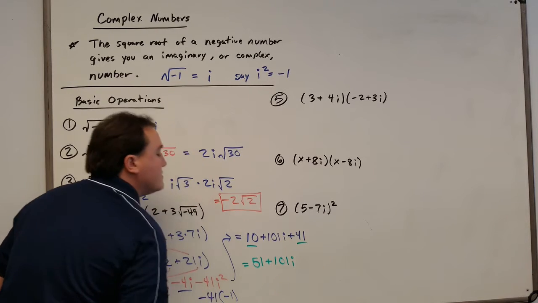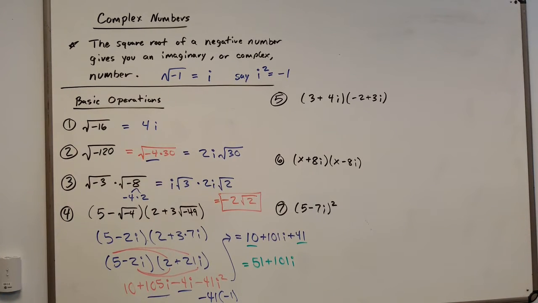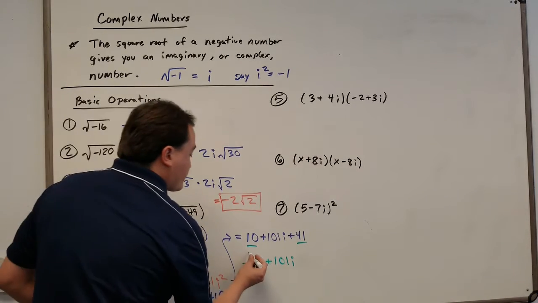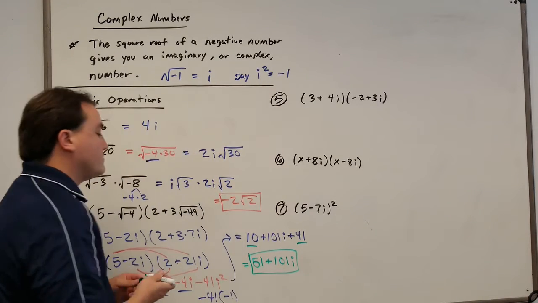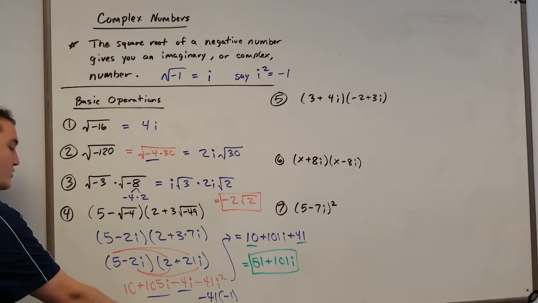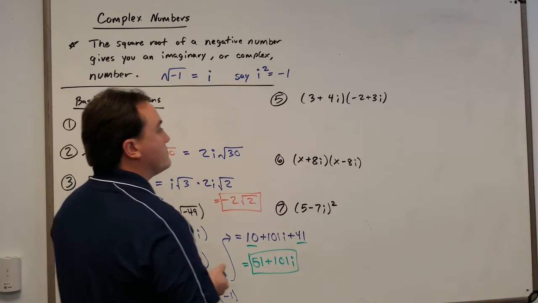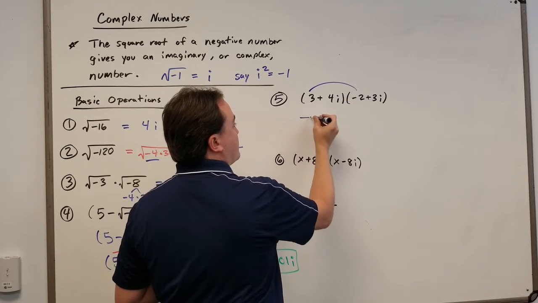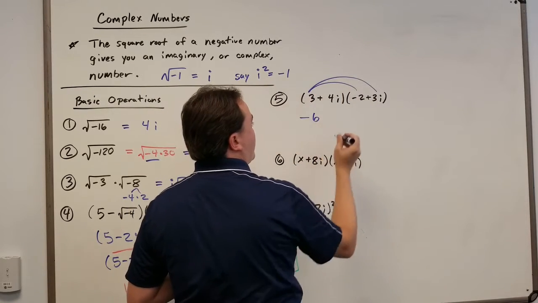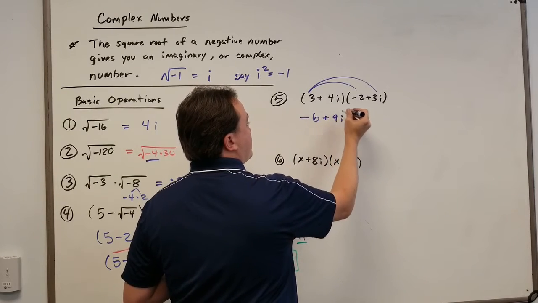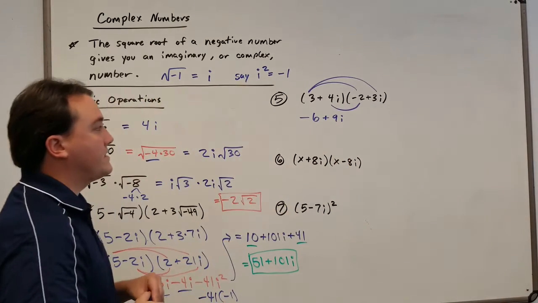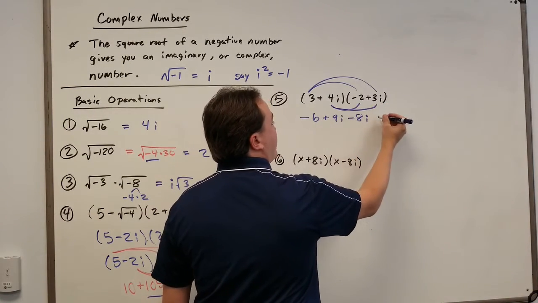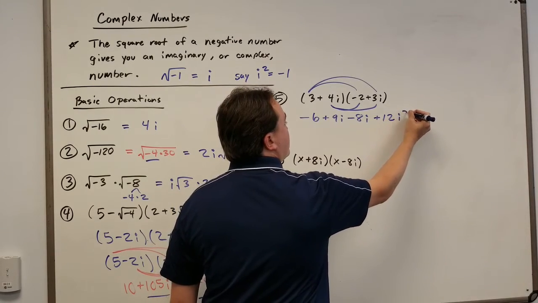So this gets a little bit easier really, once you understand this definition, i squared equals negative 1. So here, if we FOIL, we have 3 times negative 2 is negative 6. 3 times 3i is plus 9i. 4i times negative 2 is negative 8i. And then 4i times 3i is plus 12i squared.